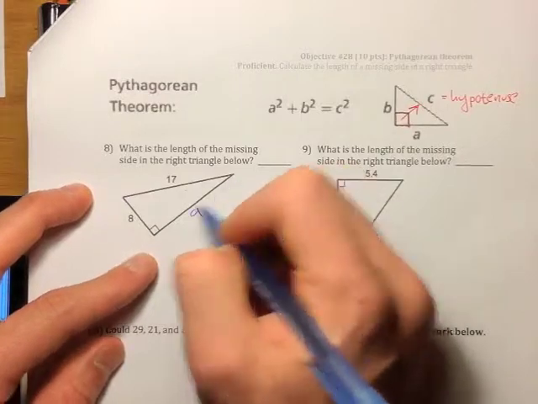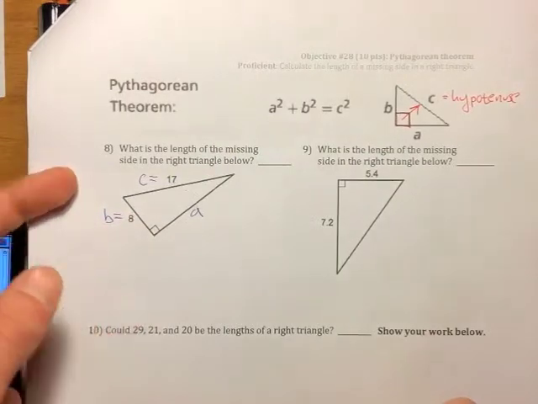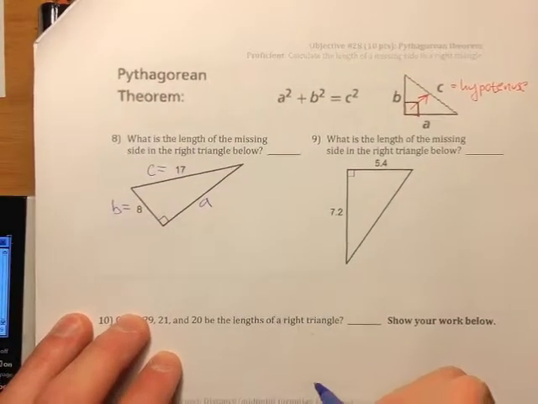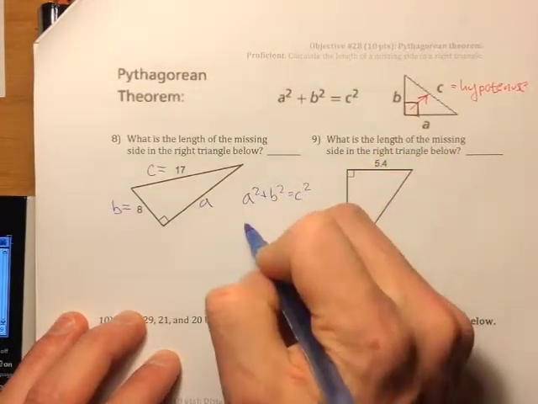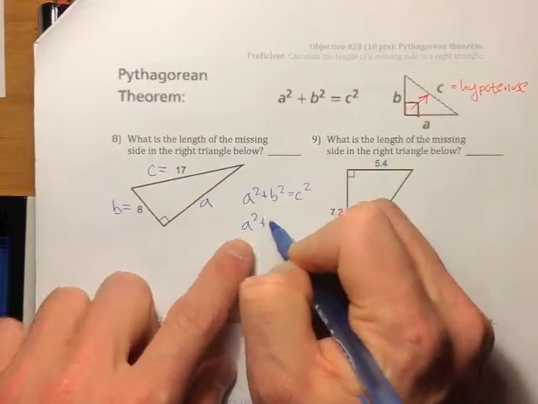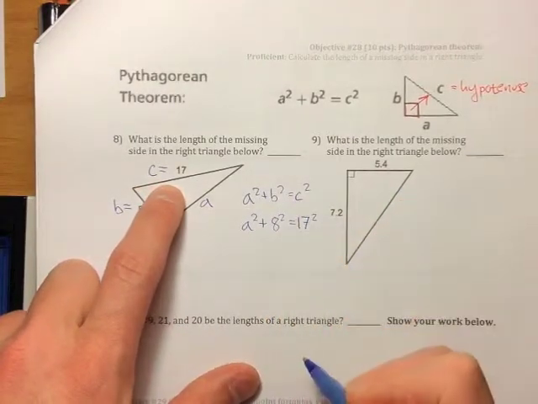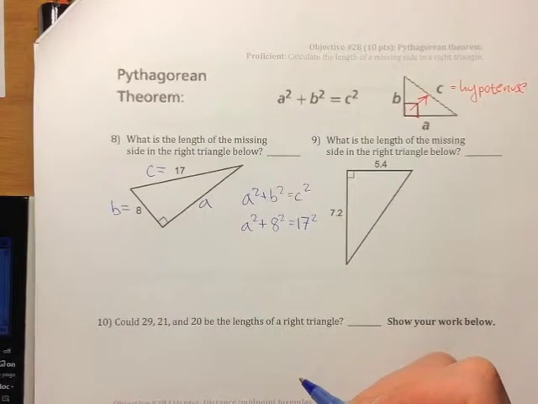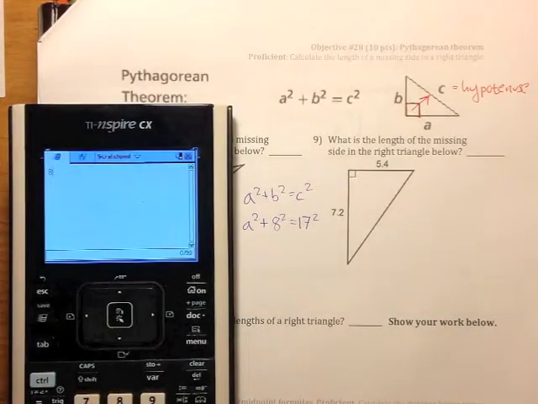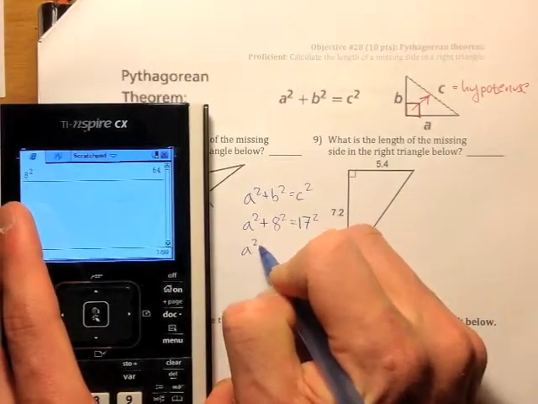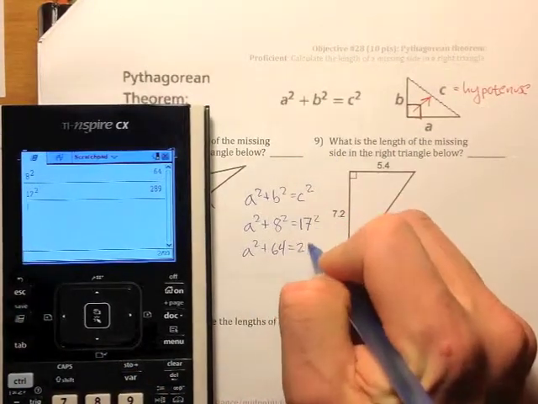So if the length of that side is A, then this has to be B, and then this has to be C, the hypotenuse. So let's write the Pythagorean theorem out. A squared plus B squared equals C squared. And if A is our unknown, and we know what B is, and we know what C is, then we have an equation that we can easily solve. First of all, let's simplify it a little bit. 8 squared, of course, is 64. So A squared plus 64 equals 17 squared, 289.